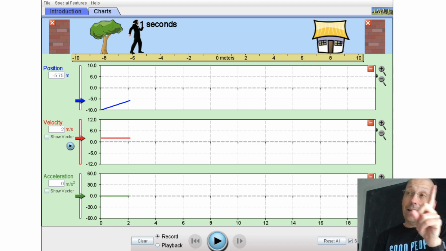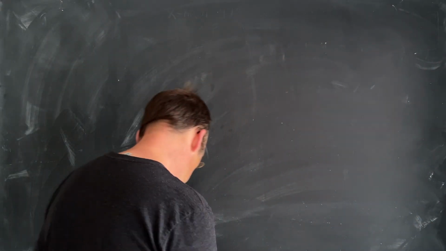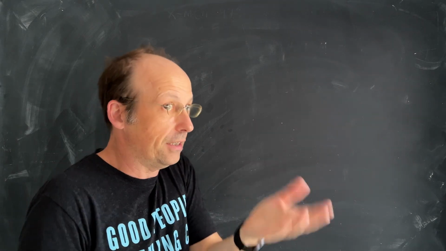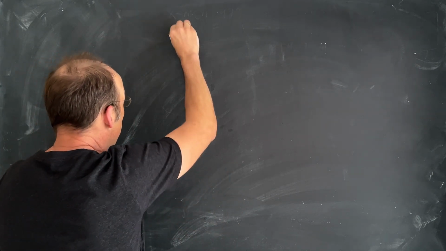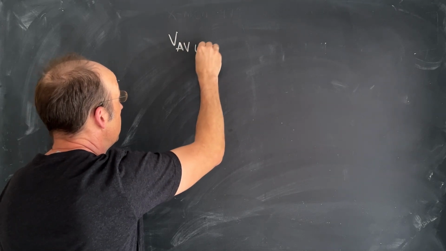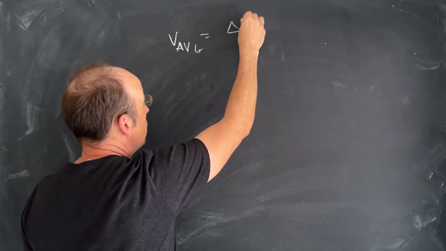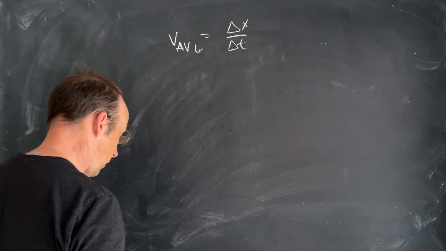It doesn't matter if we're using average velocity or instantaneous velocity, because the velocity didn't change. So we define the velocity in one dimension, the average velocity, as the change in position with respect to time. That's how we defined it.